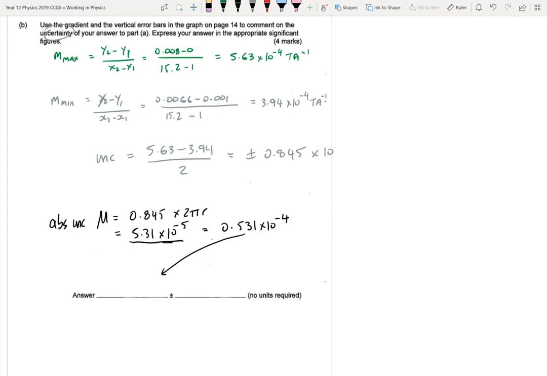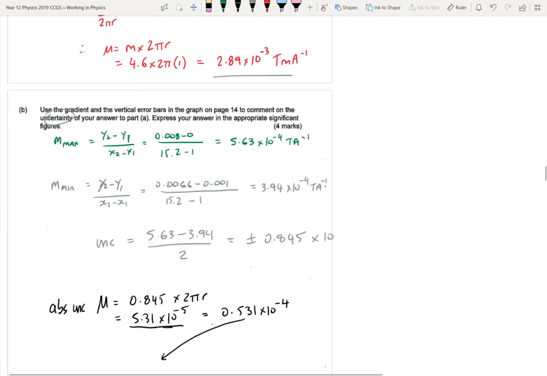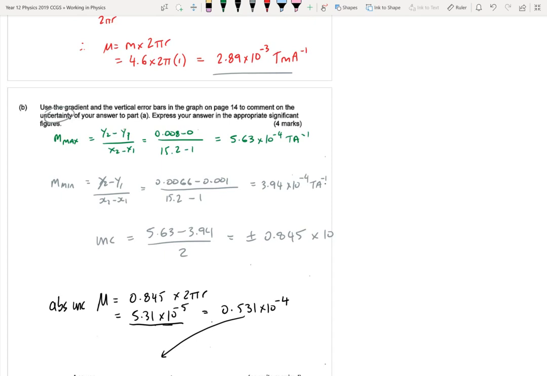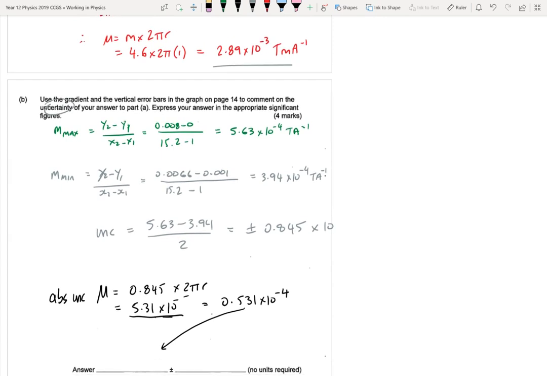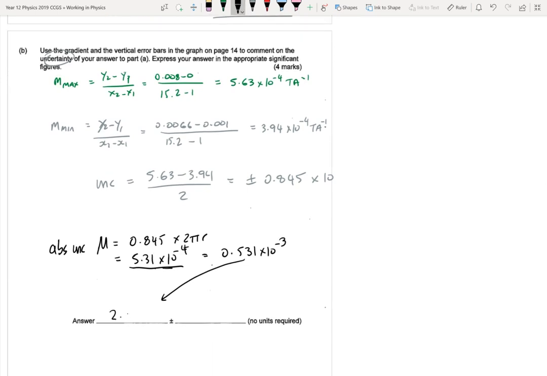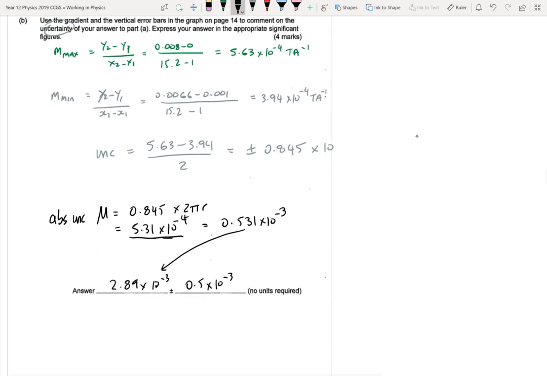Oh, crap. So I got the whole thing wrong. 2.89. So it's 2.89. Oh, that should be 4. Okay. 2.89 by 10 to the negative 3 plus or minus 0.5 by 10 to the negative 3. Sorry. I wouldn't even have picked that, and I would have lost a mark probably.